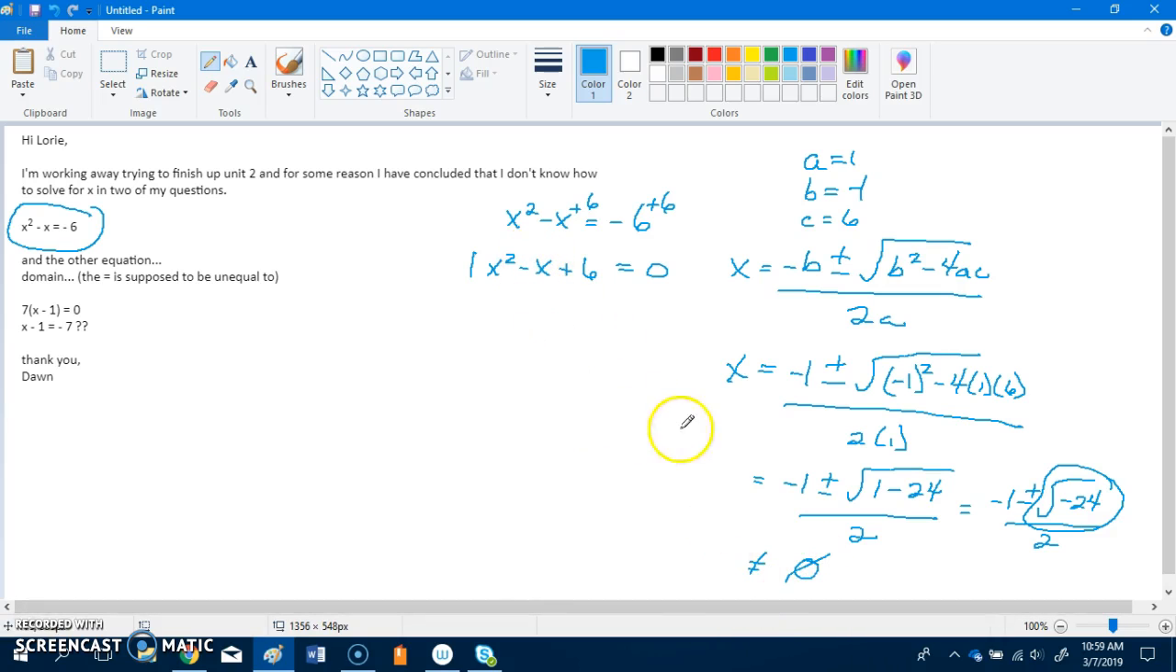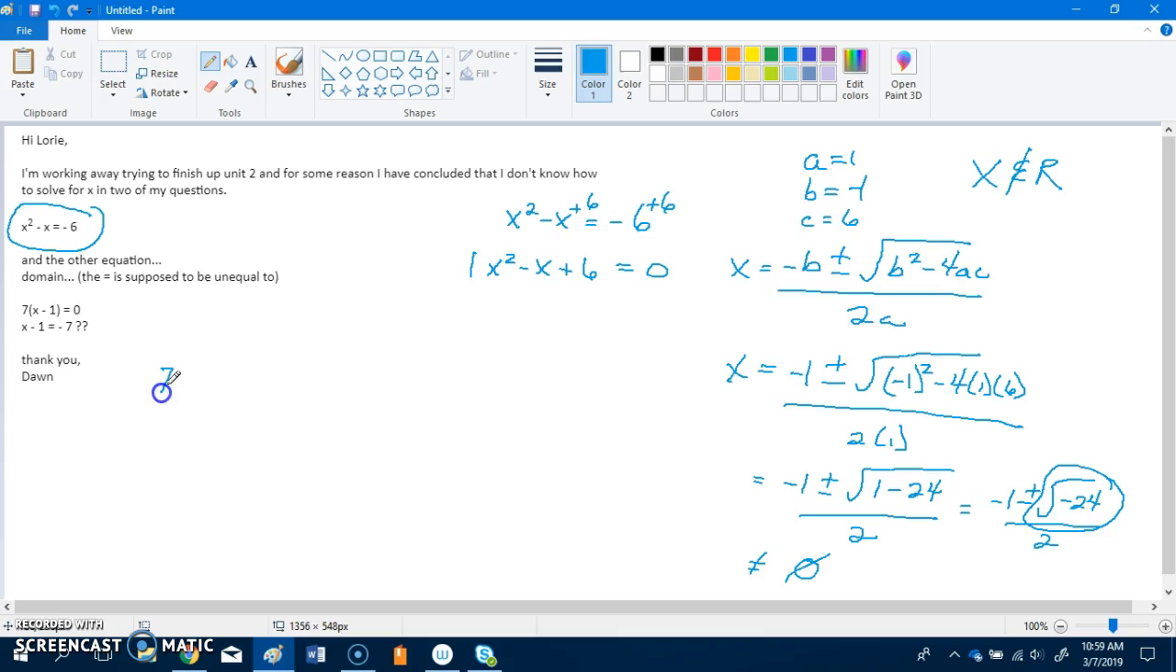There is no real number, so no real number that x can be in order to make this equation correct. So the answer is x is undefined for this type of question. But it's not always the case. It's just that when I did the quadratic formula to find x, I did get this problem here where I'd have an undefined number. So that's for that one.